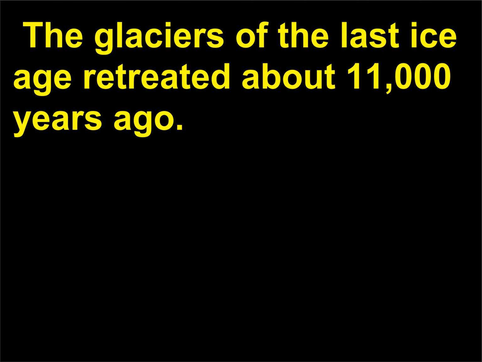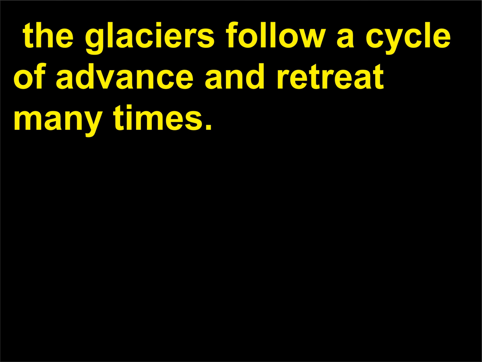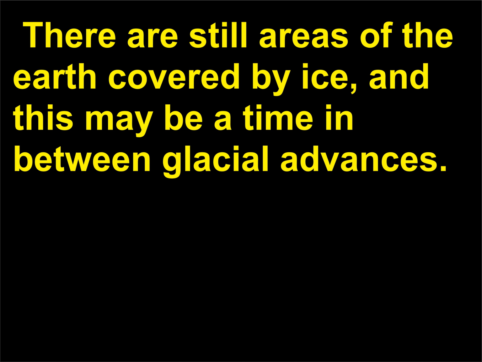The glaciers of the last Ice Age retreated about 11,000 years ago. Some believe that the Ice Age is not over yet. The glaciers follow a cycle of advance and retreat many times. There are still areas of the Earth covered by ice, and this may be a time in between glacial advances.